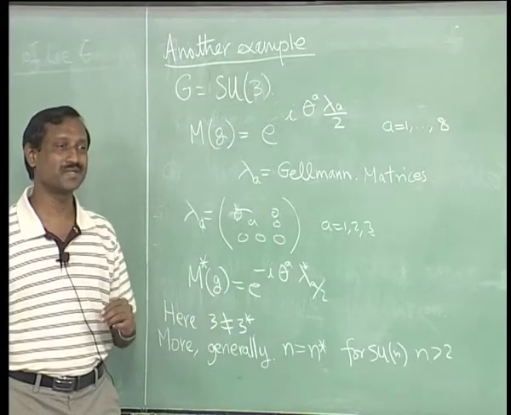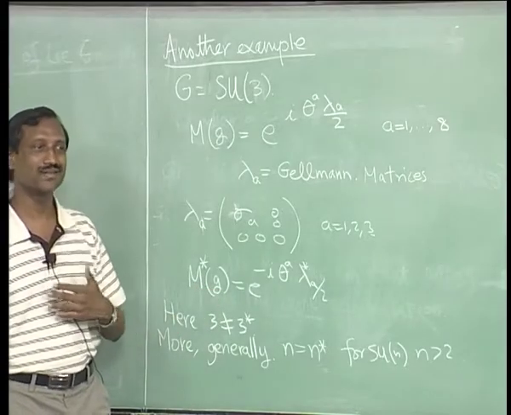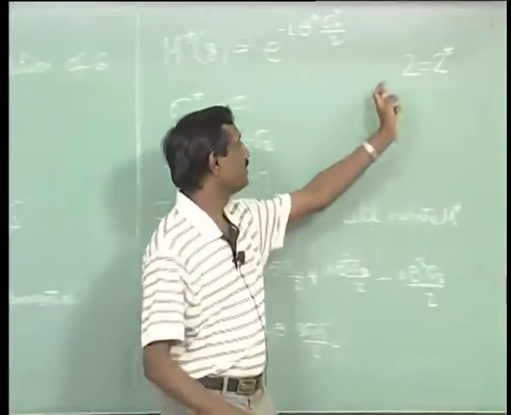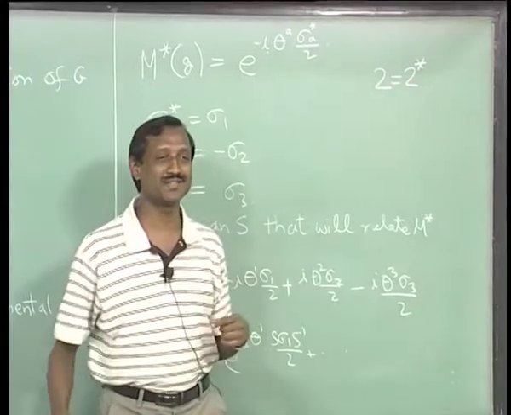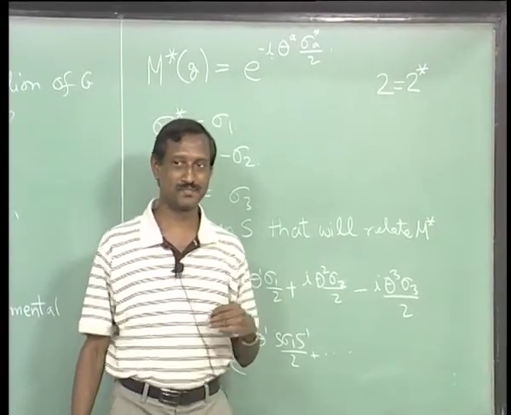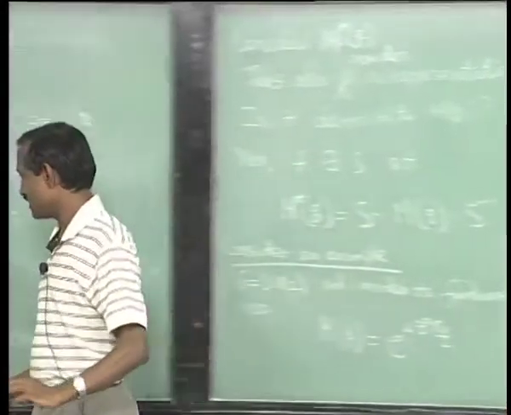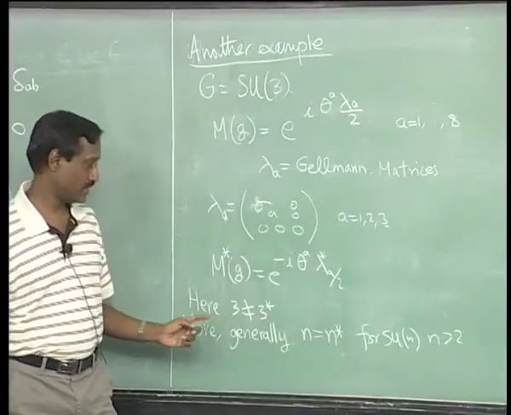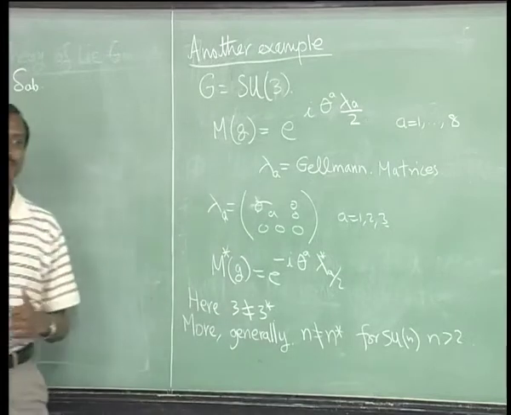There exists an 8 dimensional representation called the adjoint, that is real. So if you find a representation which is like this, you say that the representation is real, and if it is like this, you say that it is complex and not equal to n star.